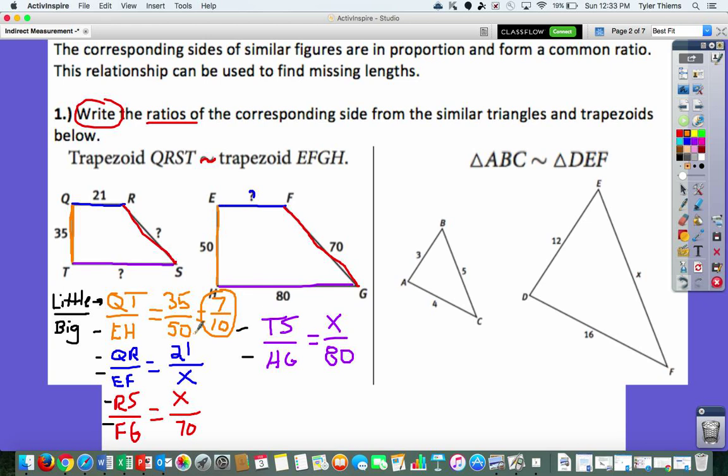I would like for you to press pause right now, and I want you to do the same thing we did for the trapezoids for these two triangles. Write the corresponding sides. Notice that you'll be able to correspond two of them, and then find the simplified ratio down. Press pause now and do that one on your own.